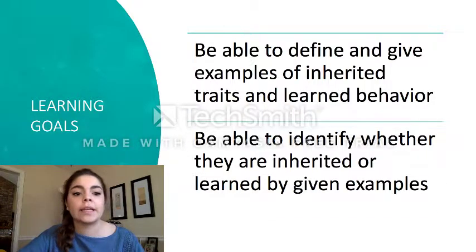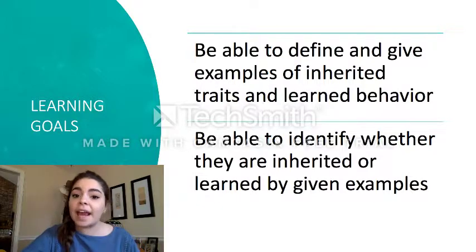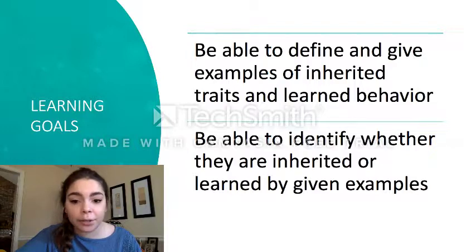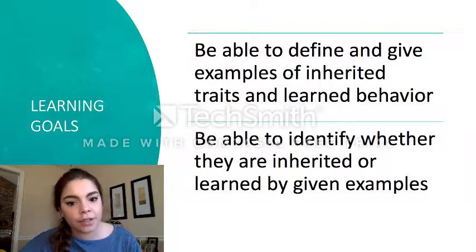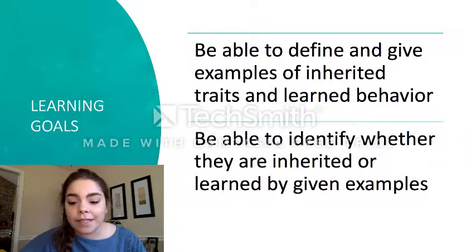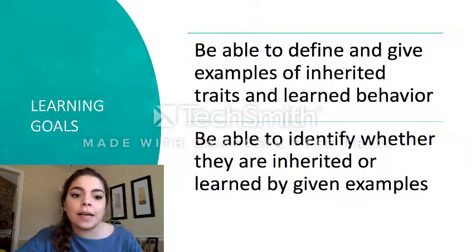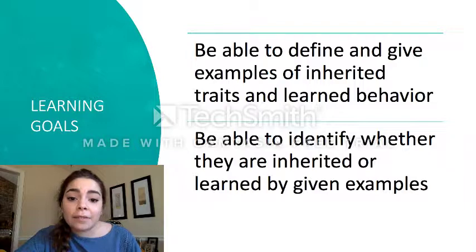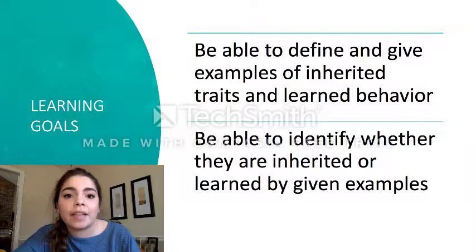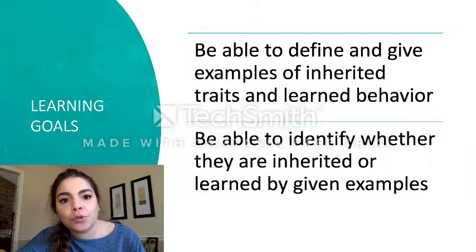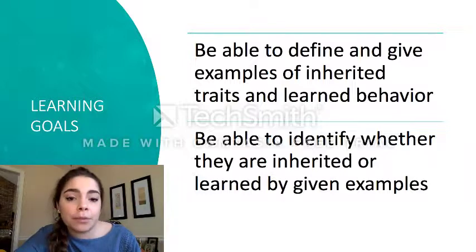So don't forget that our learning goals for today were to be able to define and give examples of inherited traits and learned behavior, and also to be able to identify whether they are inherited or learned by giving examples. In class, we're going to be reviewing these by doing an activity. So I want you to be able to define these two vocabulary words, differentiate them, know the difference between them, and be able to match them with examples that are given.